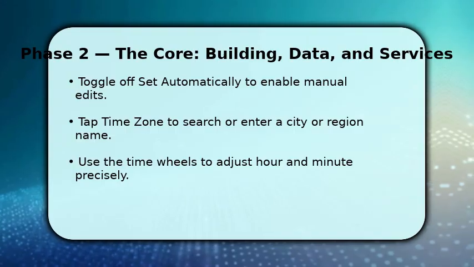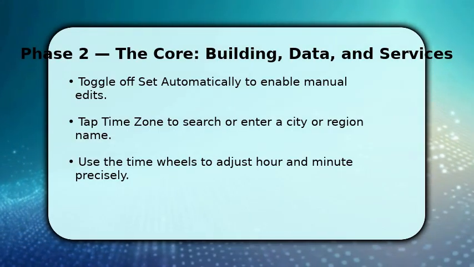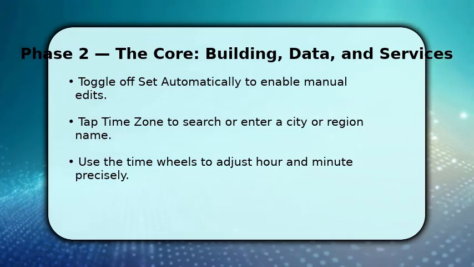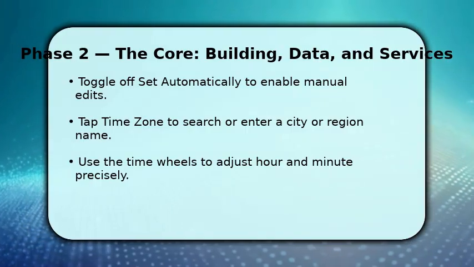Next, tap Time Zone to type a city or region which sets the base clock rules. This matters for daylight saving adjustments. Then adjust the hour and minute using the picker wheels. They move smoothly, so nudge them for exact minutes.